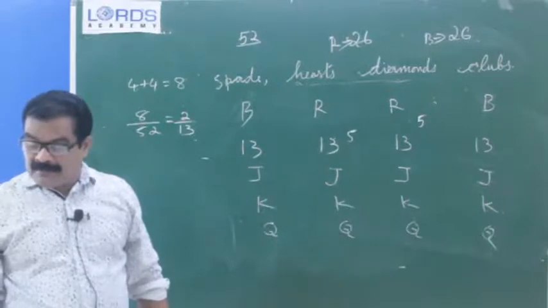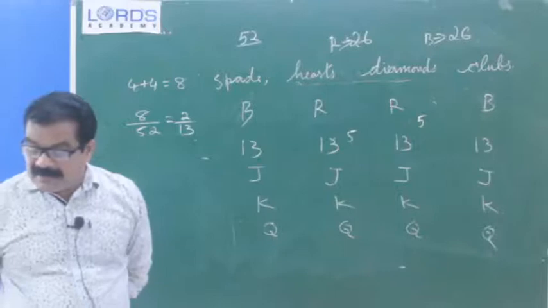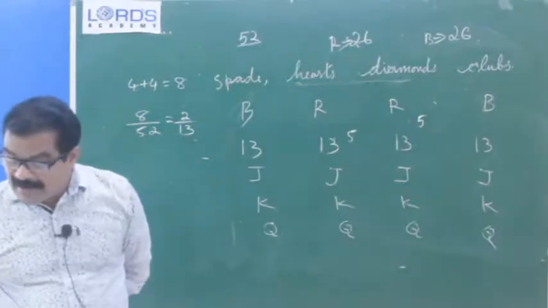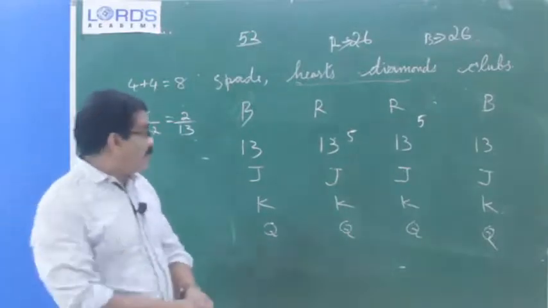Then what about question number 7, the subdivision 7? A red and a king. Yes, okay. A red and a king.